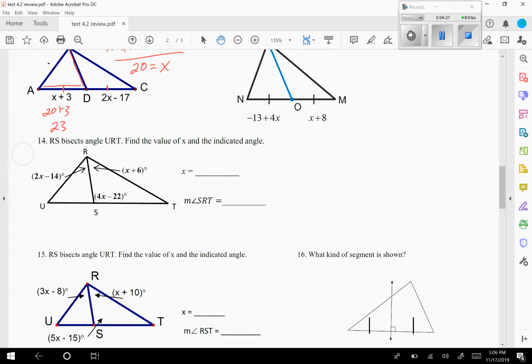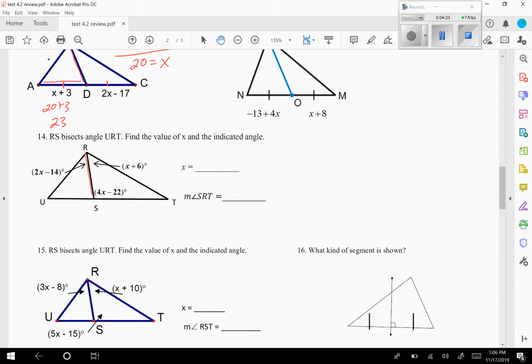Okay, question 14. It says RS bisects angle URT. So that's the big angle up here. So it's creating 2 small congruent angles there. Find the value of x and the indicated angle. Okay, so x. If we know that this line is cutting the angle at the top and the middle, we know that these two pieces are going to be equal. So 2x minus 14 is going to be equal to x plus 6. So take away x and add 14.